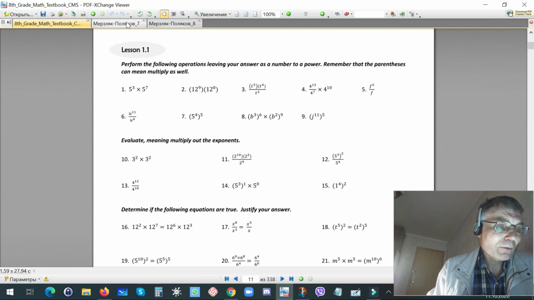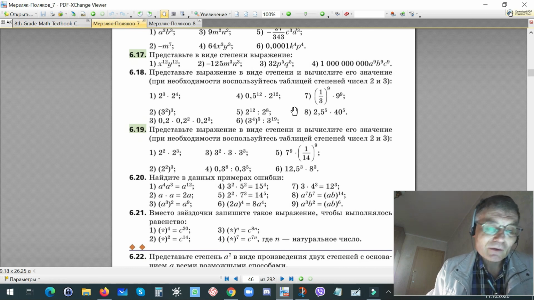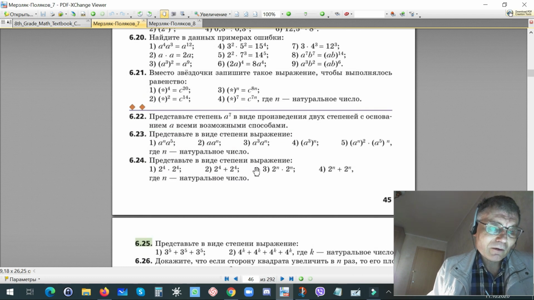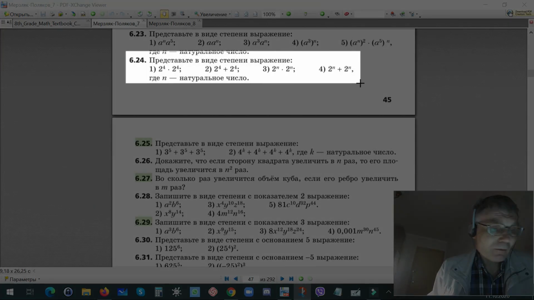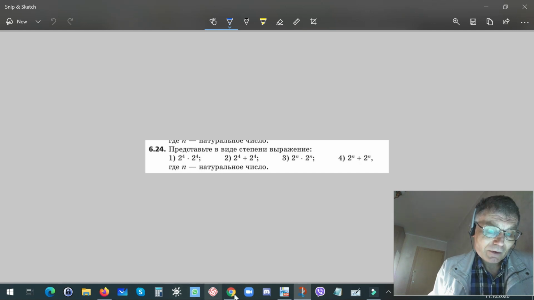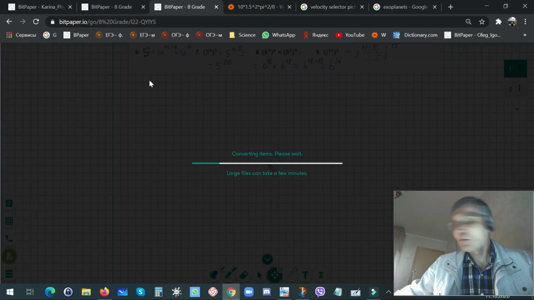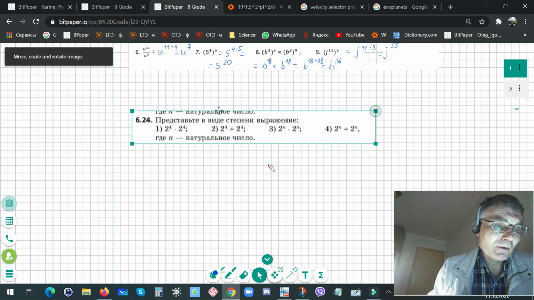To do that, we take a 7th grade book. This topic is discussed in the 7th grade and in the 8th. Here are 6.24, you see simple problems. And we have a very simple thing. The task is the same. What difference do we have here?